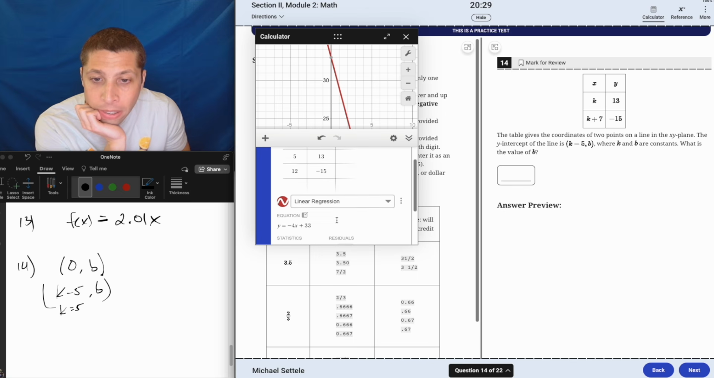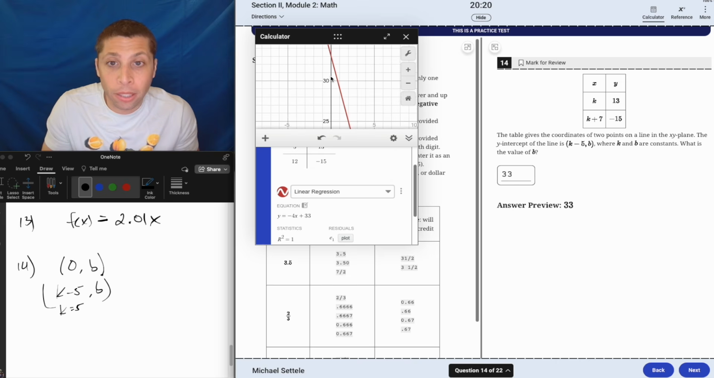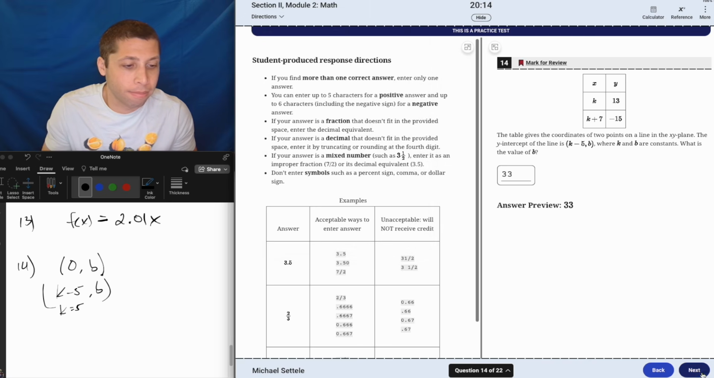It's going to add a line by default. It's going to tell me the line, negative 4x plus 33. So they want the y-intercept. So that's 33. And we can confirm that by that. I'll come back to this and do this with some algebra later if I need to, but yeah, regressions are good.